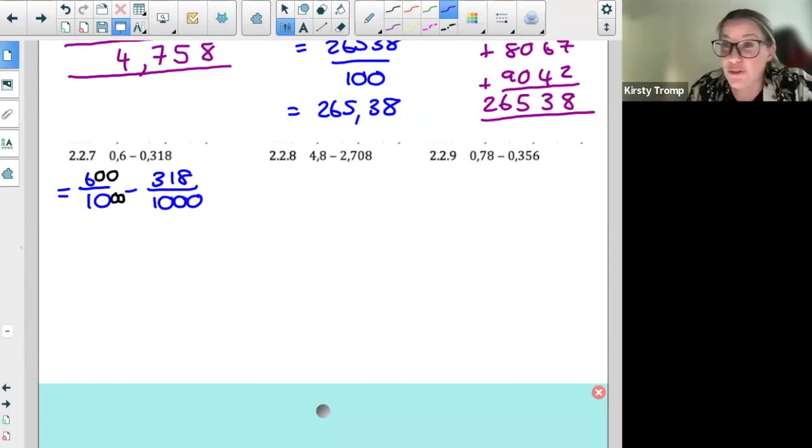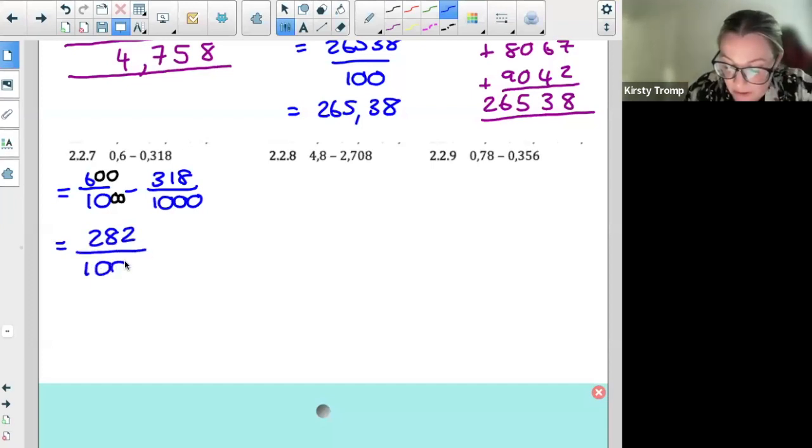You can go and do your subtraction in columns. That's cool. Sometimes people get a bit confused with that. However you did it, as long as you got 282 over 1000, which gives me 0,282.